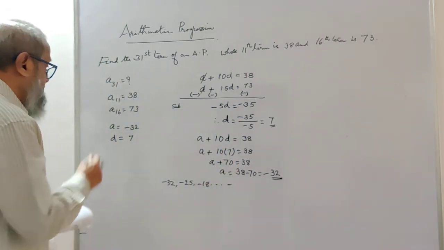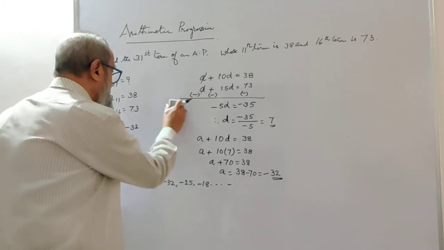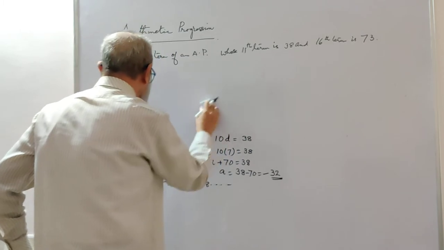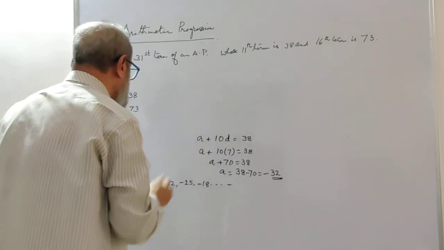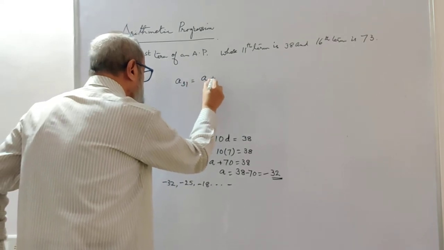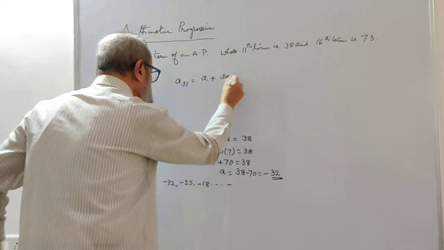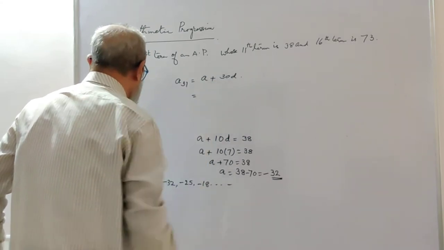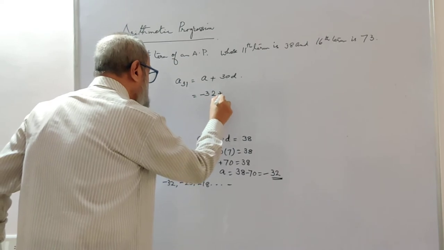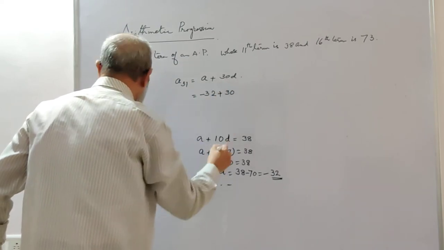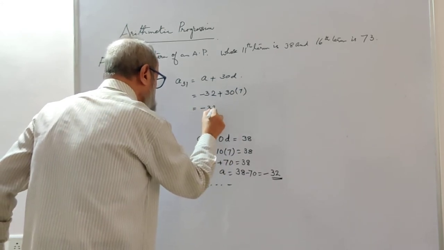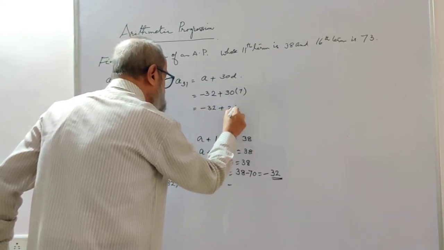Now what he wants us to find out is the value of A31, that is, what will be the 31st term of the AP. So A31 will be equal to A plus n minus 1 D, that is 30D. So make a substitution in this. A is minus 32 plus 30 into D is 7.